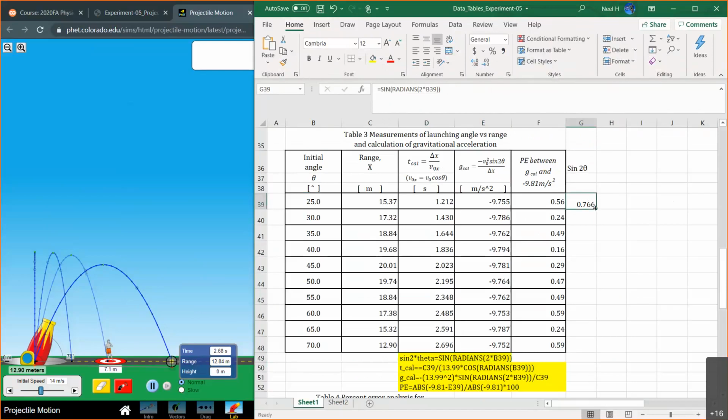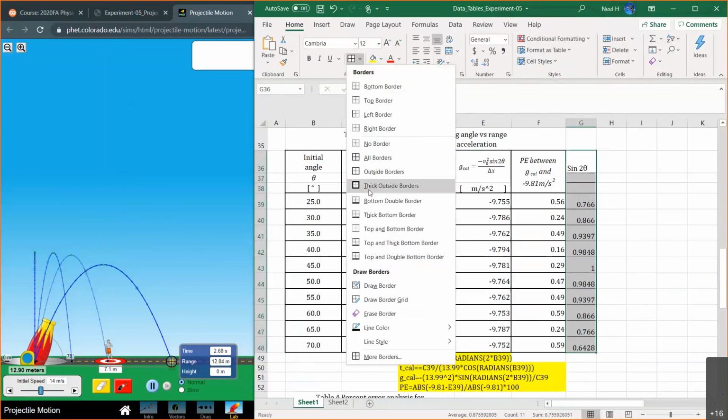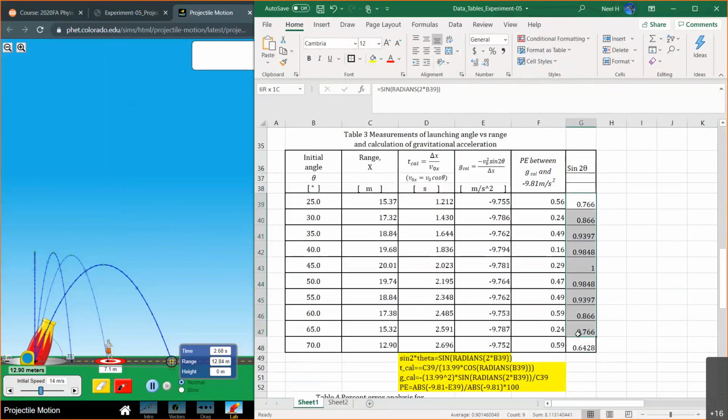Click and drag on the right-hand side, solid green dot. Then I have the sine 2 theta, and you can do a little bit of formatting. All the lines and borders should be visible, and then you can reformat everything properly. Okay, that one you have to do yourself. That column wasn't there.